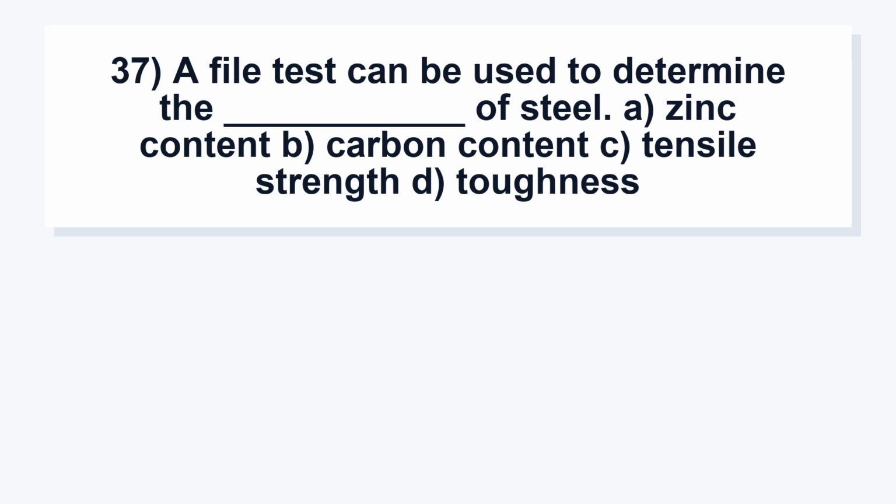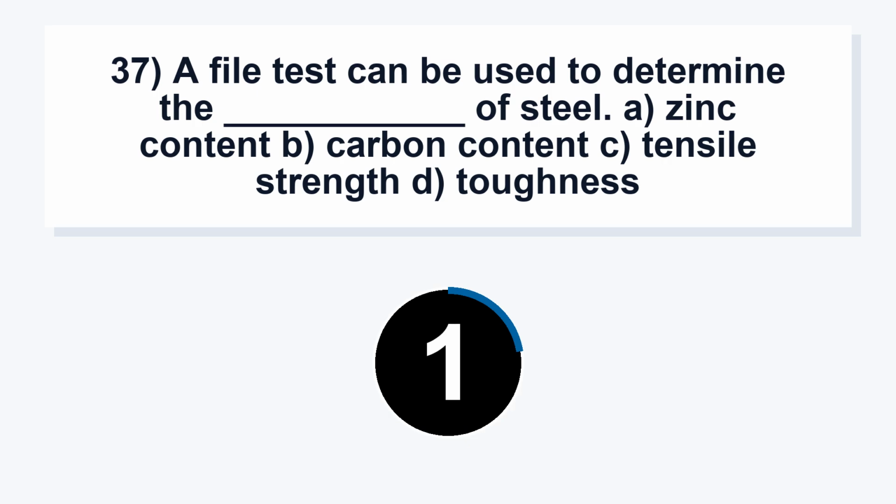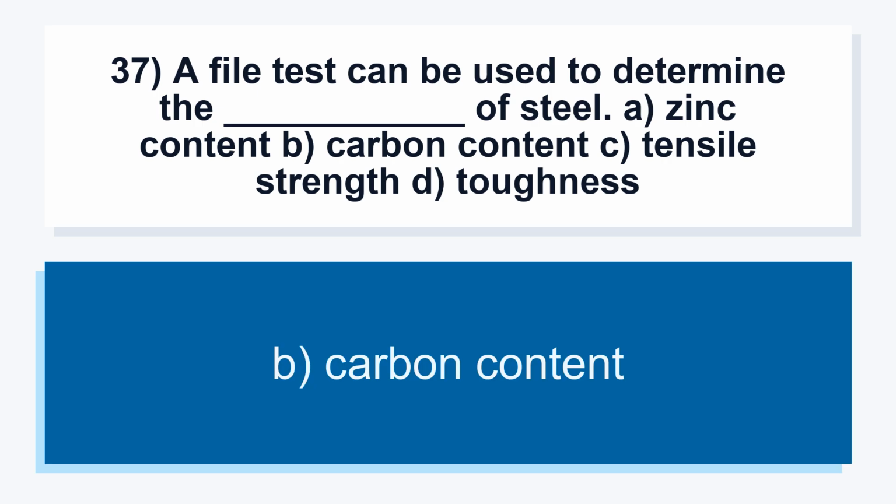37. A file test can be used to determine the blank of steel. A. Zinc content. B. Carbon content. C. Tensile strength. D. Toughness. B. Carbon content.